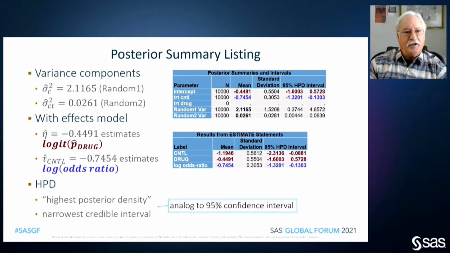So the estimated variance components now, 2.11 and 0.06. Those are the mean of the posterior summaries that you see here. So those look reasonable.